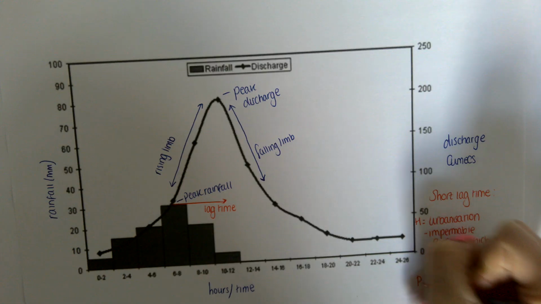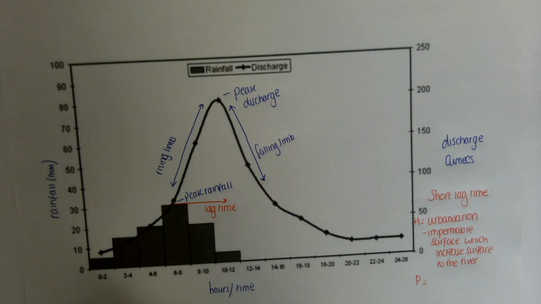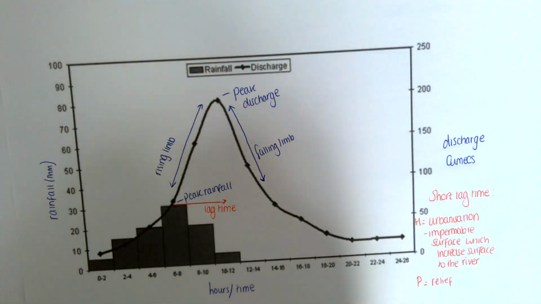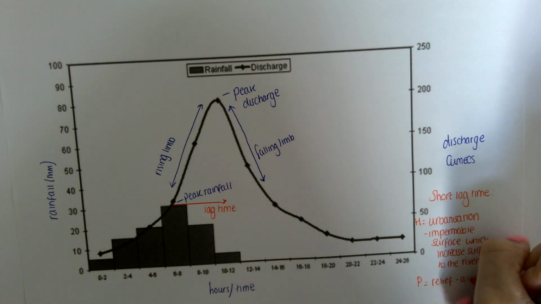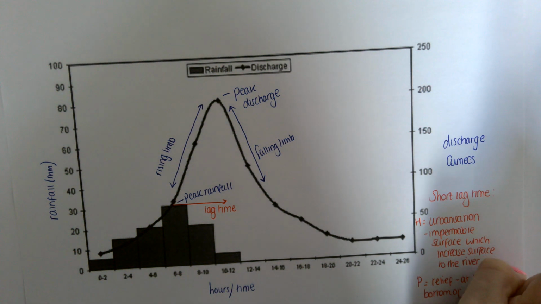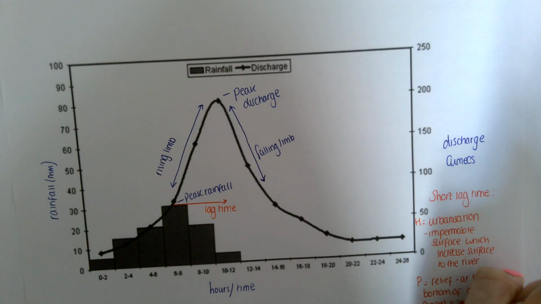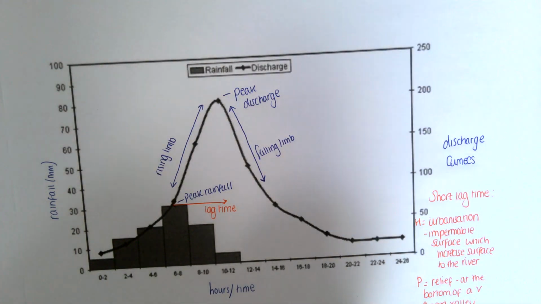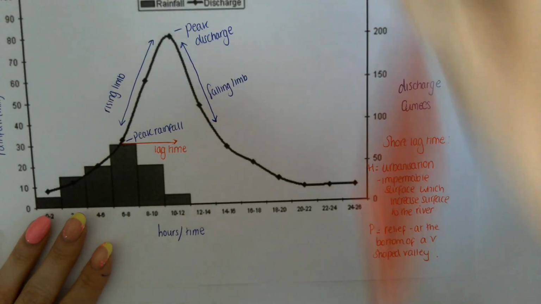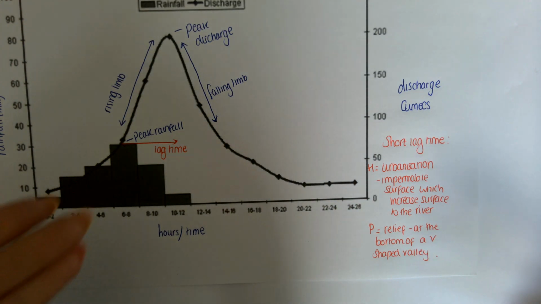You could also have a physical and natural factor of flooding, which means that potentially you could have a short lag time, and that could be to do with relief. This area might be at the bottom of a V-shaped valley, which means your water is going to rapidly transfer downhill towards the river at the bottom of the valley, not giving it any time to infiltrate.